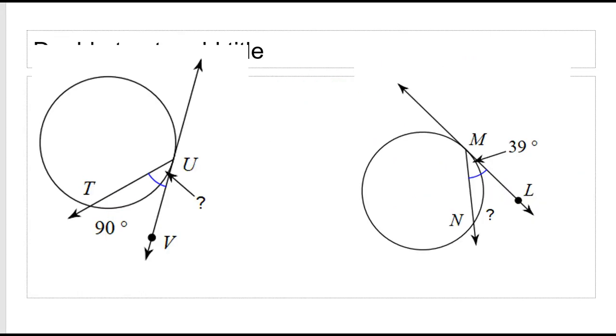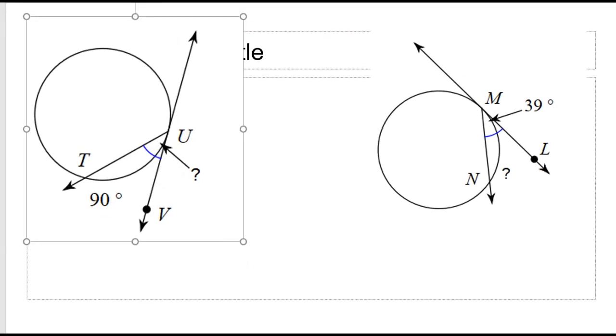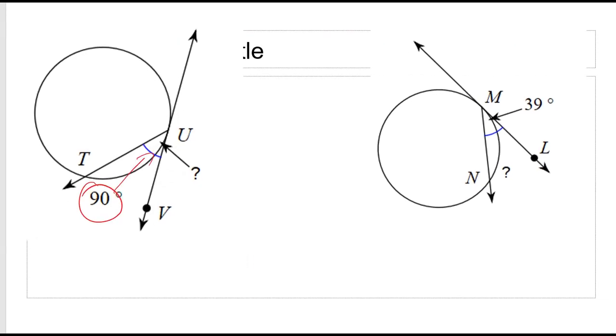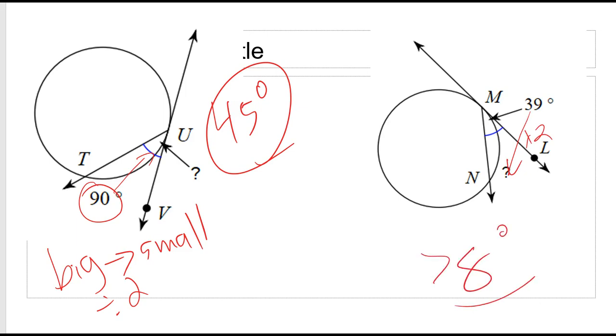Okay, with these two, it's just as similar as what we've been working on the past couple problems. So we're given the big angle here. We need to find the small angle. If we go from big to small, I'm just going to divide by 2, or just cut it in half. So half of 90 is simply 45 degrees. This one, we're going from small to big, so we're going the other way. So small to big, which is multiplied by 2. So this would be 78 degrees. So that's 39 times 2.